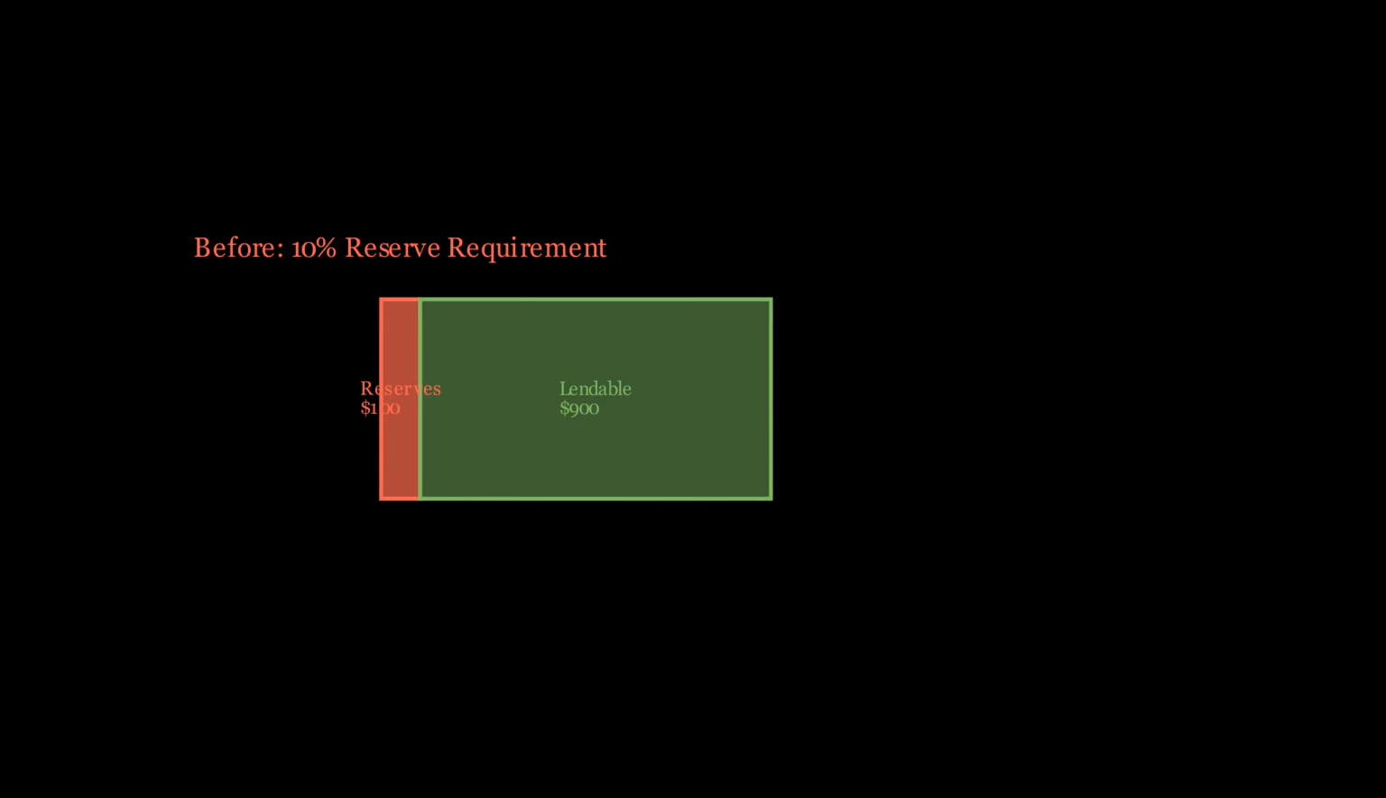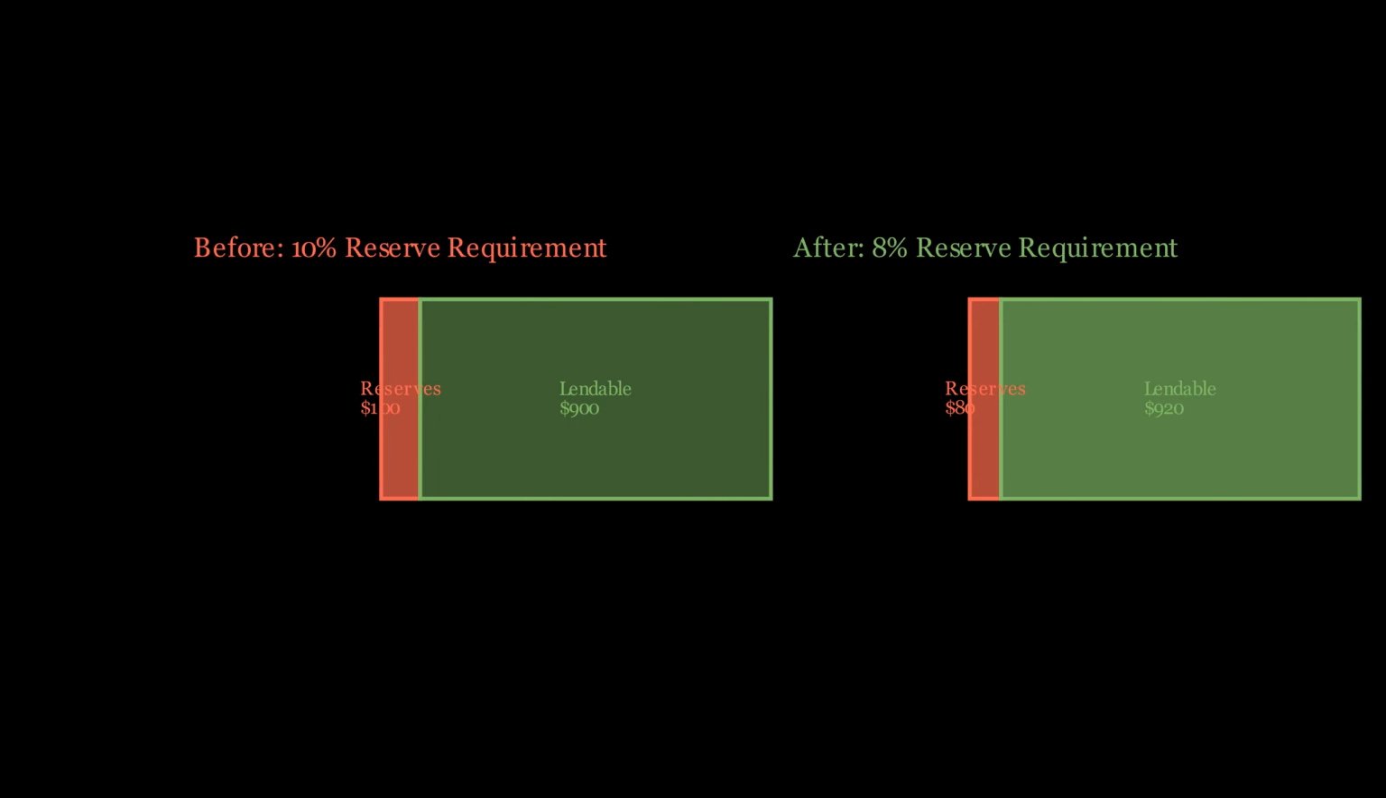Let's consider a real-world example. If the Federal Reserve lowers the reserve requirement from 10% to 8%, banks can lend out more money, which can stimulate economic activity and increase the money supply in the economy.